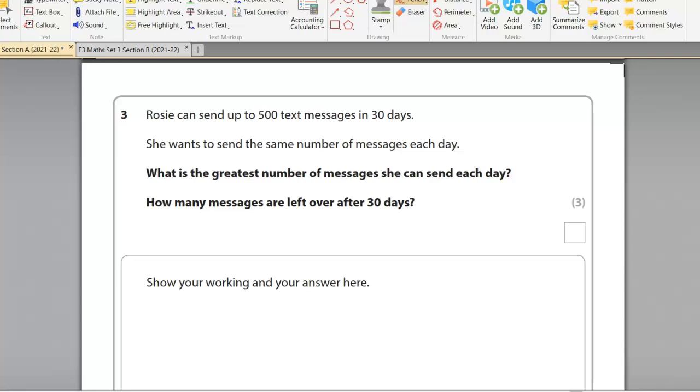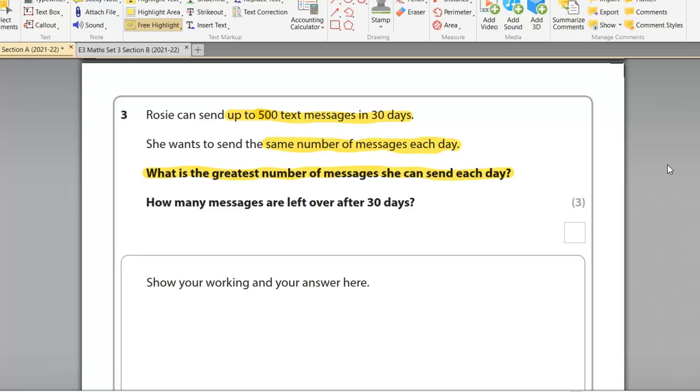Question 3. Rosie can send up to 500 text messages in 30 days. So up to 500 text messages in 30 days. She wants to send the same number of messages each day. So she consistently wants the same number of messages every day. What's the greatest number of messages she can send each day? So we want to know how many messages at most she can send every day.